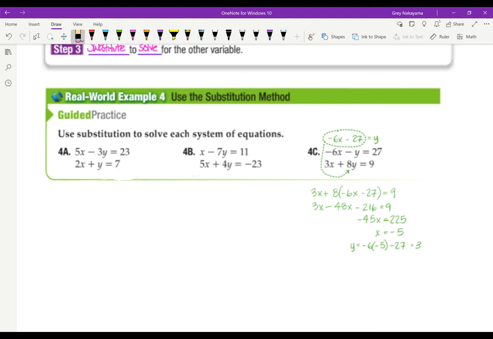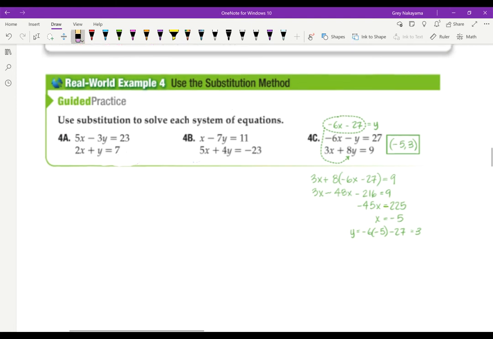The answer is always an ordered pair. So my ordered pair is the x value and then the y value. Now, if you want to check it, y'all, you know that this point works here because that's how you found it. So if you really want to check yourself, then go plug it into this equation and see if it works. And if you do, you'll see that it does.